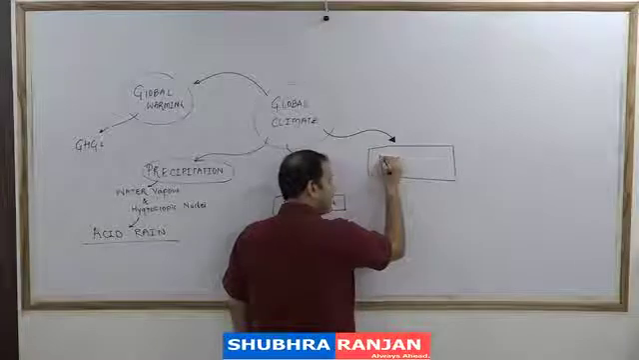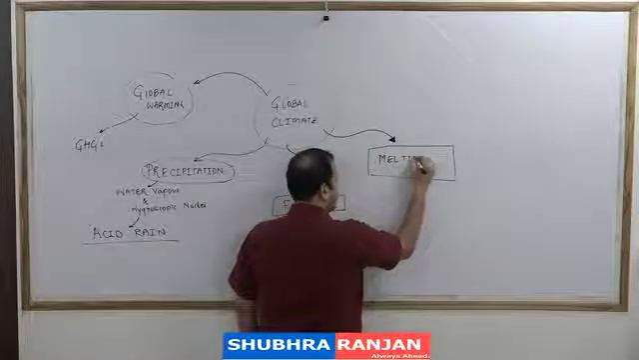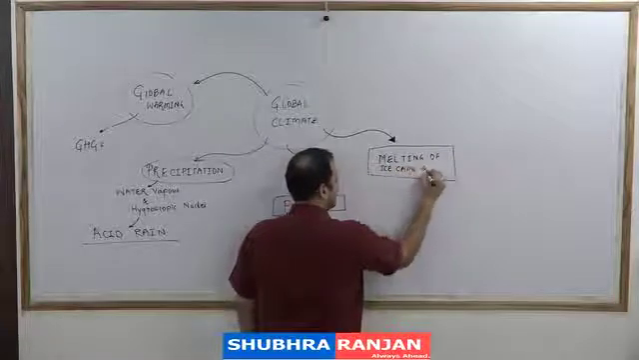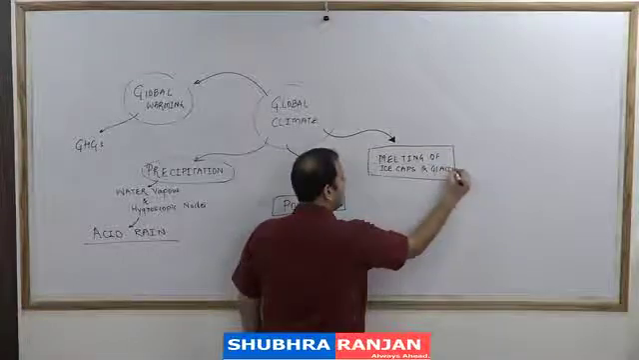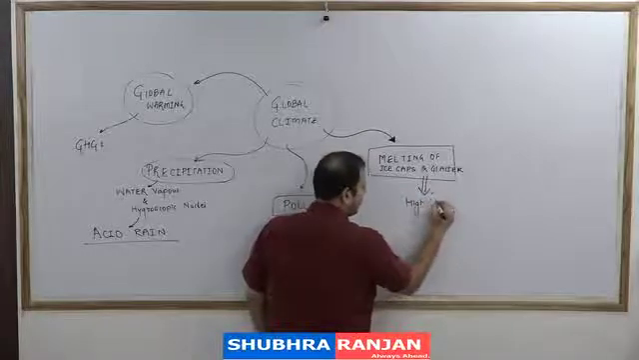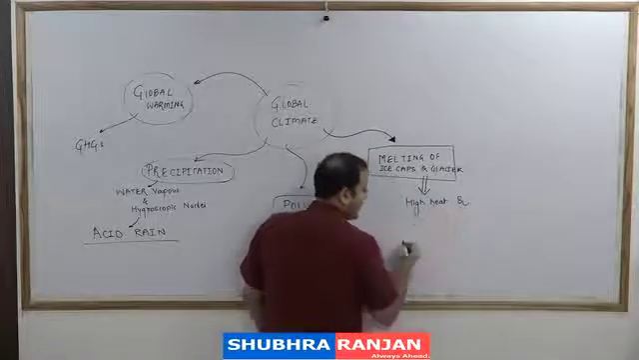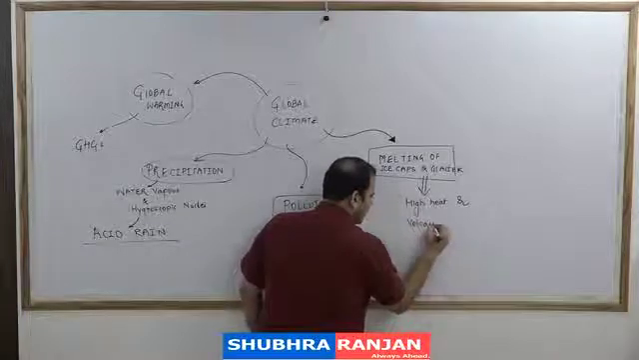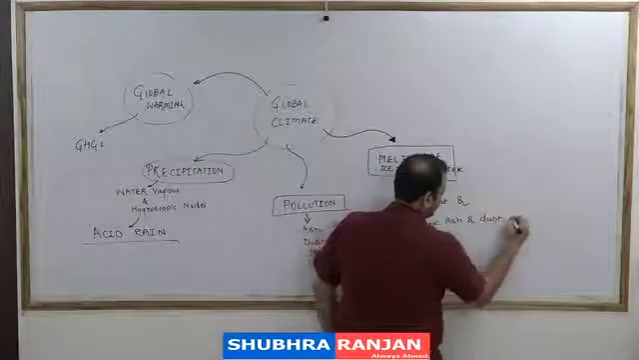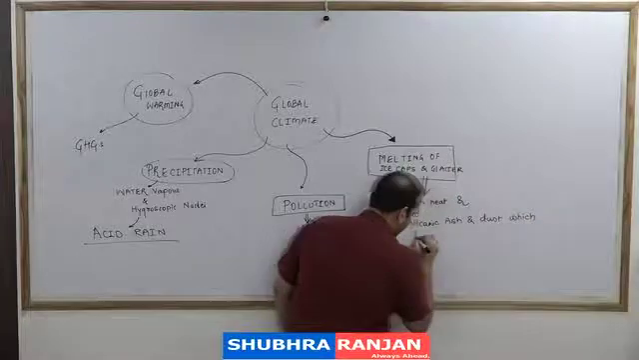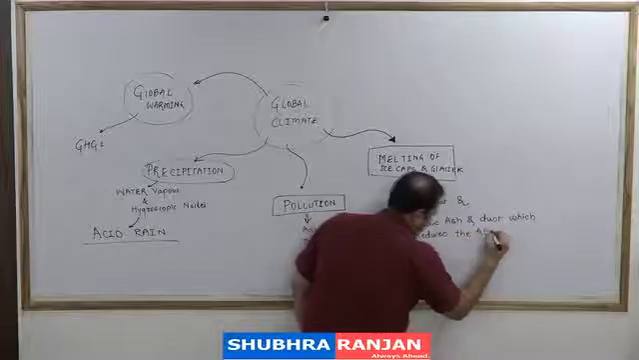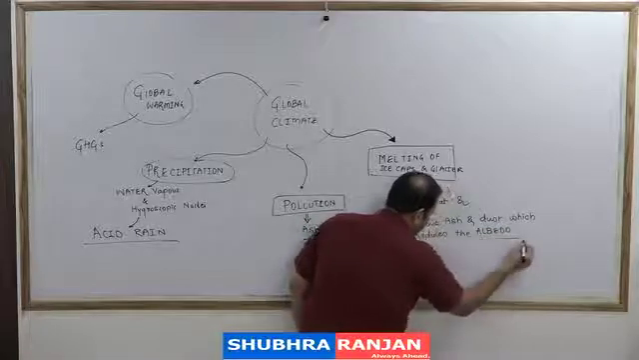It will result into melting of ice caps and glaciers. Why? Because of high heat. दो रीजन है इसके. एक तो high heat released during the volcano, and secondly volcanic ash and dust. Now you will not understand this word, which reduces the albedo.